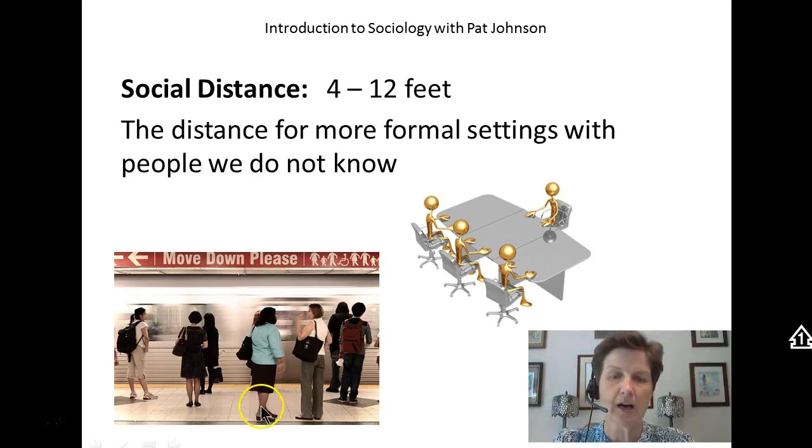This goes for students who don't know each other. Also, as you can see on this subway or train platform, people are standing about 4 to 12 feet apart, except for these two people who seem to know each other and are having a conversation. Likewise, in an interview where this person doesn't know these three people, there's probably about 4 feet here, whereas these people who probably know each other are a little bit closer. These are all good examples of social distance.